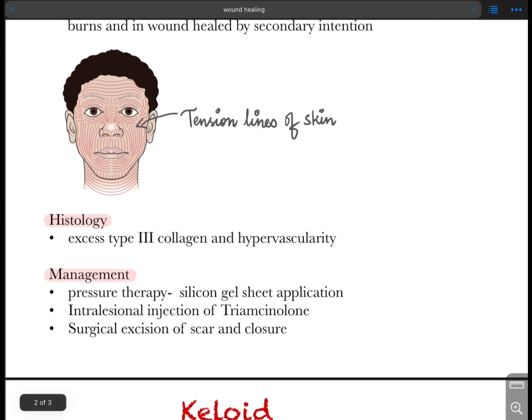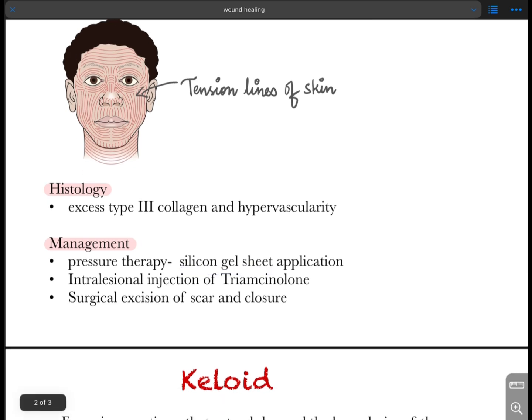Talking about the histology, there is excess type 3 collagen and hypervascularity found in hypertrophic scar. And talking about management, pressure therapy is the first line of therapy. So silicone gel sheet is applied as a pressure therapy. Another treatment option is intralesional injection of triamcinolone. So triamcinolone is a steroid. And if these two treatment modalities don't work, then we can even do surgical excision of the scar and closure.